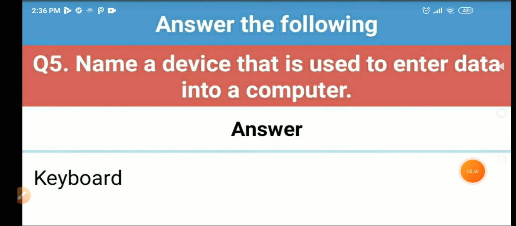Question number 5. Name a device that is used to enter data into a computer. Right? So, how do we enter data into the computer? Through keyboard. So, keyboard is input device. Answer is keyboard.